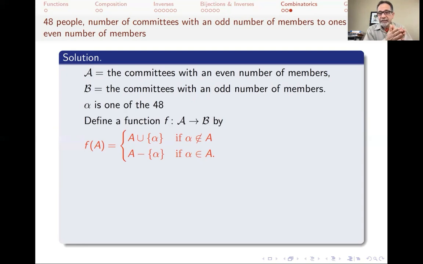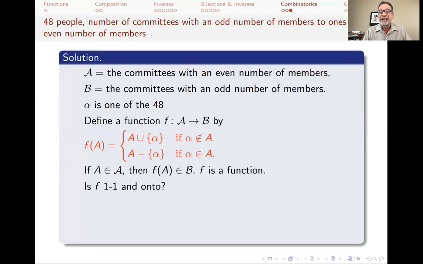So a, an element of script A, is a committee with even number of elements. And if you take you out or put you back in, depending on whether or not you were in there, a now will have either one fewer or one more element, an odd number. It's a well-defined function in the sense that if you feed to this function a committee with an even number of elements, a committee with odd number of elements comes out. For example, if you give it the empty set, you'll get the committee that has just you in it. Or if you give it the committee that has everybody in it, then you get the committee that's everybody but you. So we do have a function from A to B.